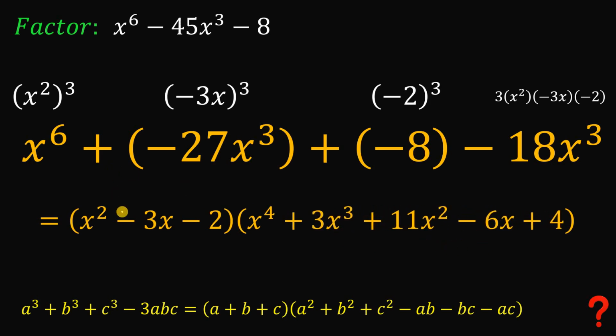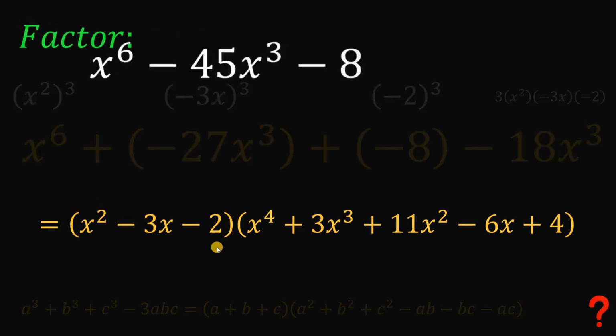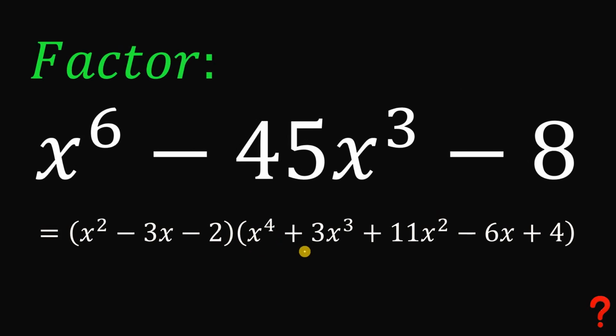And there you have it. So the factored form of x raised to the power of 6 minus 45x cubed minus 8 is x squared minus 3x minus 2 multiplied by x raised to the fourth power plus 3x cubed plus 11x squared minus 6x plus 4. Therefore, if we want to factor this expression, x raised to the power of 6 minus 45x cubed minus 8, then our answer must be this factor. And as always, we are done.